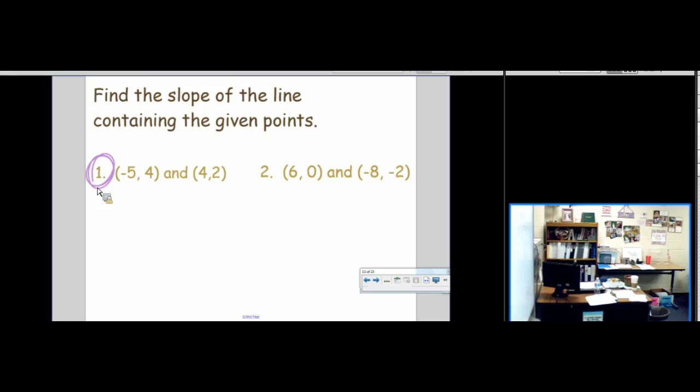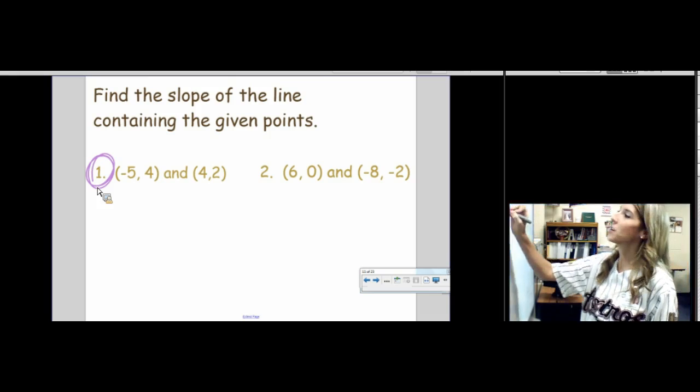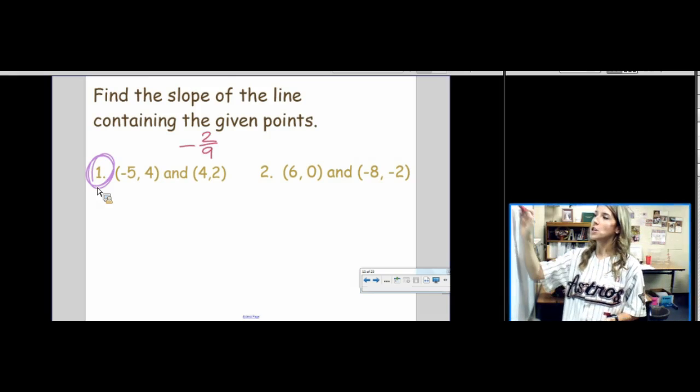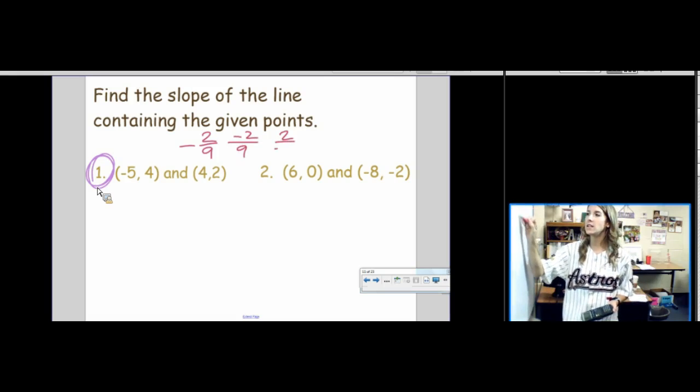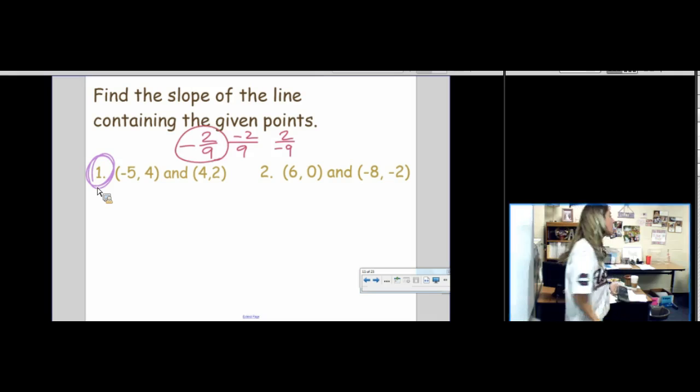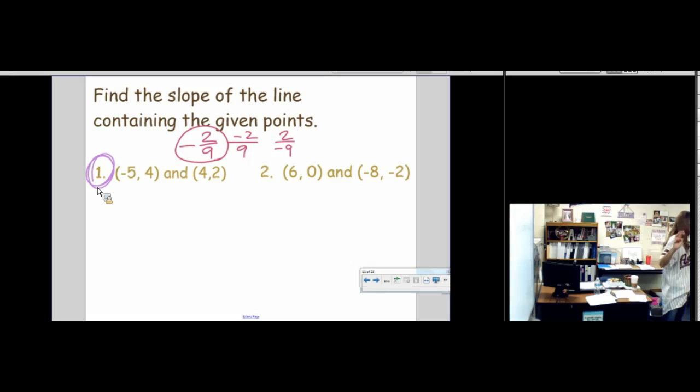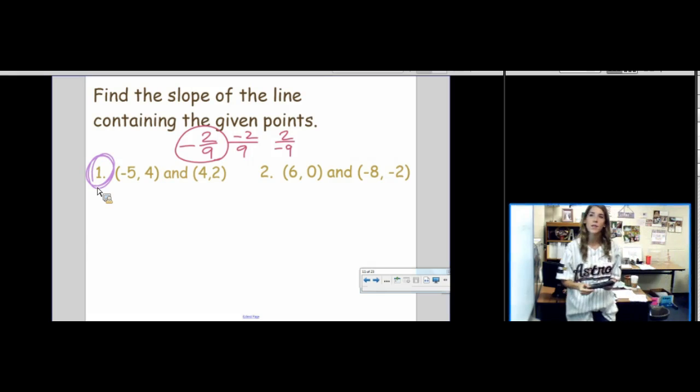Okay, -2/9 was the answer. You can put the negative out front, you can put the negative in the numerator, or you can put the negative in the denominator. I like it out front the best, but you could have put it anywhere you want. Can you put a negative in both the numerator and the denominator? No. It needs to go in one spot, but I like it out front the best.